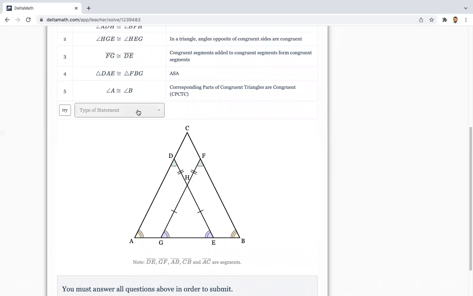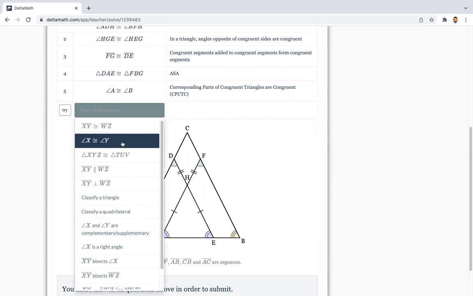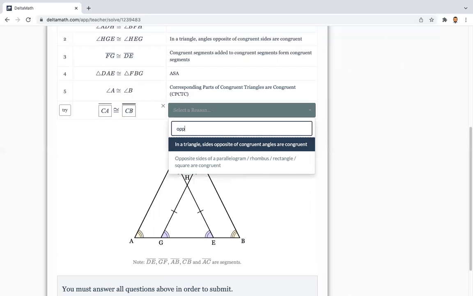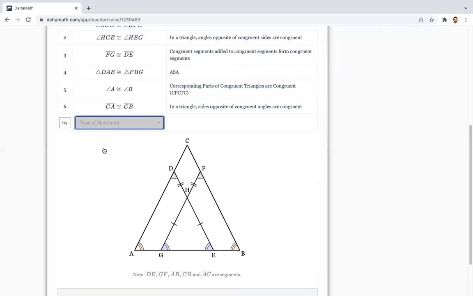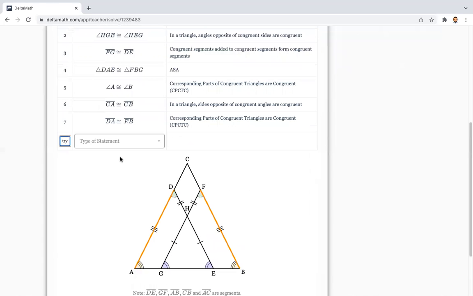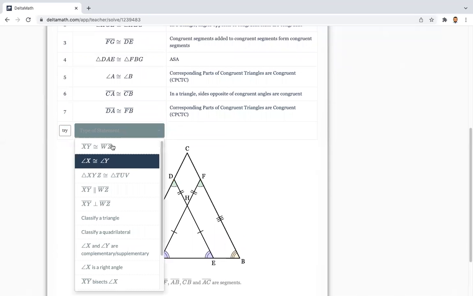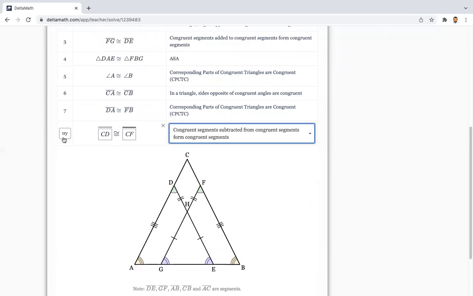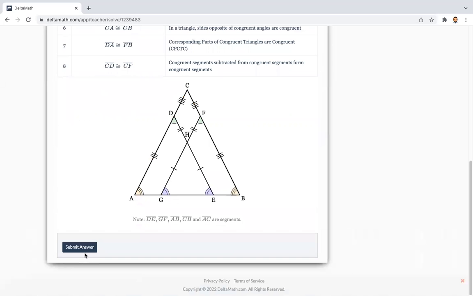That must mean that our big triangle is isosceles. So I could say that CA is congruent to CB. Opposite is what they call it. Yes, yes. Then I should also state that DA is congruent to FB. Because, why would we say such a thing? CPCTC. And then we can do a little good old fashioned subtraction to get CD and CF. Subtraction. All right, and that brings us to proof number 10.